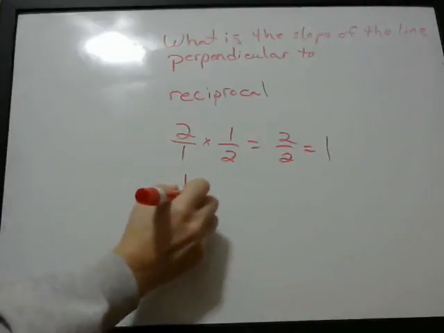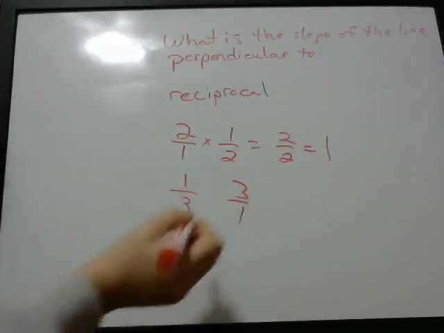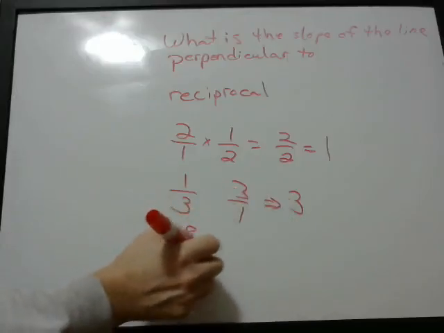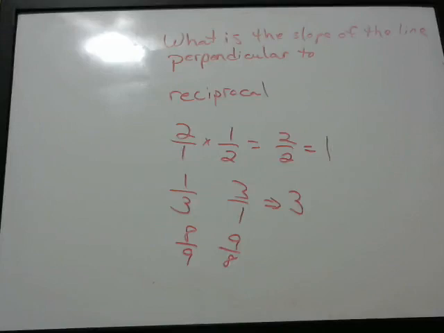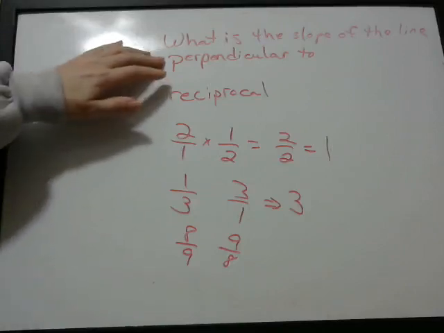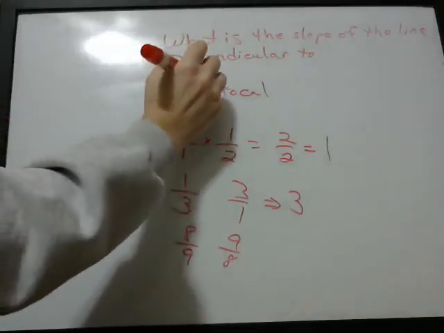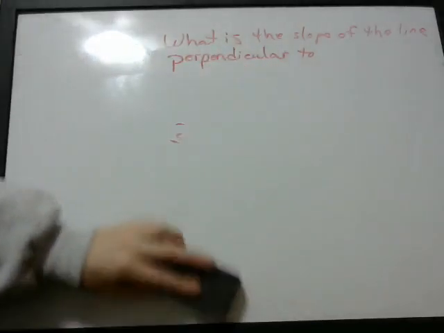For example, the reciprocal of 1/3, you flip it over, you get 3 over 1, which is just 3. So the reciprocal of 1/3 is 3. The reciprocal of 8/9 is 9/8. So that's the idea of a reciprocal, and the reason you need it is that for perpendicular lines, the slope is going to be the negative reciprocal. So you're going to have to find the slope and then take the negative reciprocal of it. So we'll do an example.